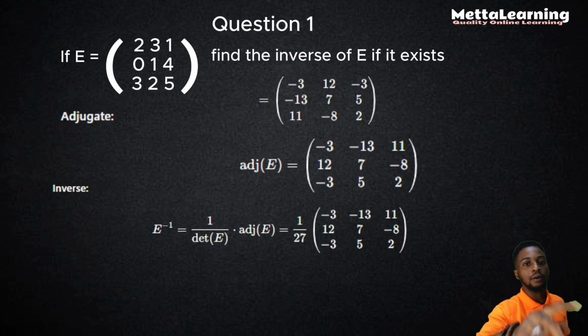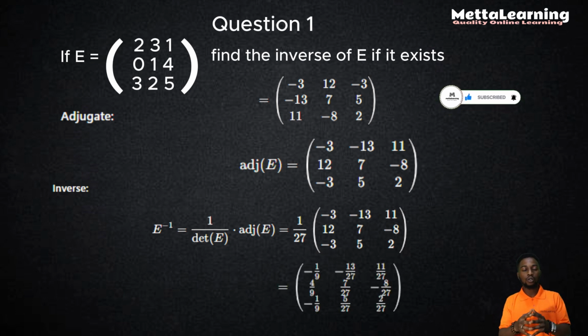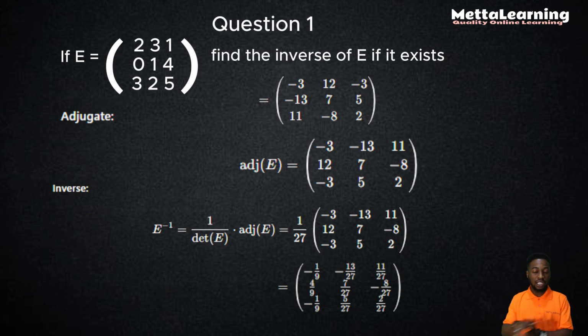The 1 over 27 outside the bracket will affect the numbers inside the bracket, so we multiply each number by 1 over 27. Minus 3 times 1 over 27 will give us minus 1 over 9. Minus 13 times 1 over 27 will give us minus 13 over 27. 11 times 1 over 27 will give us 11 over 27. Then the second column: 12 times 1 over 27 will give us 4 over 9, 7 times 1 over 27 will give us 7 over 27, and minus 8 times 1 over 27 will give us minus 8 over 27.